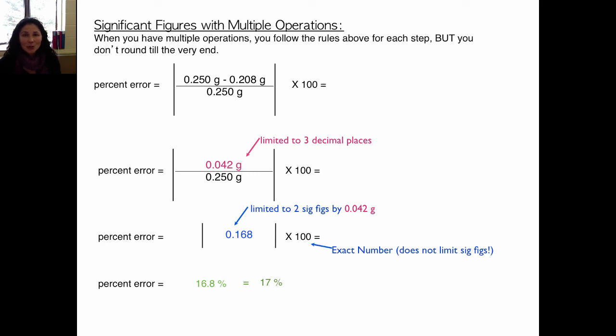It's a good idea to work through your entire problem without rounding and then go back and mentally keep track of the significant figures or the number of decimals in each step. Sometimes it's very good, though, to write out each step so that you can keep track of it in this way that I've shown you.